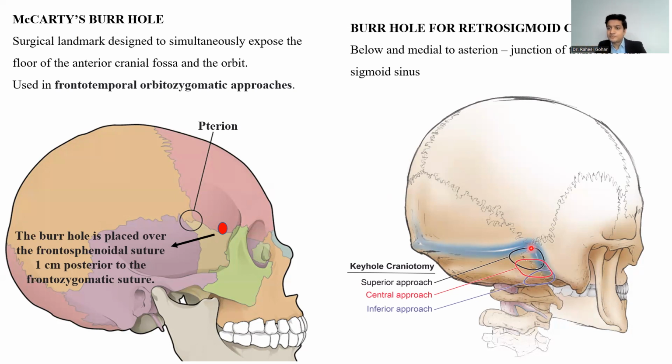So how to approach that area without damaging the transverse and the sigmoid sinus? We have to identify the asterion, and after identifying the asterion, we are going to make our first burr hole 1 centimeter medial and 1 centimeter inferior to it, here. Then we are going to perform the craniotomy, and then we are going to go inside to make our surgical approach. So this point is known as the asterion.